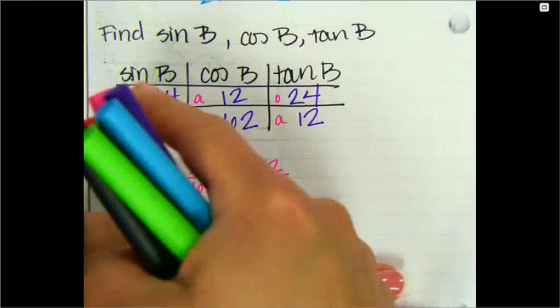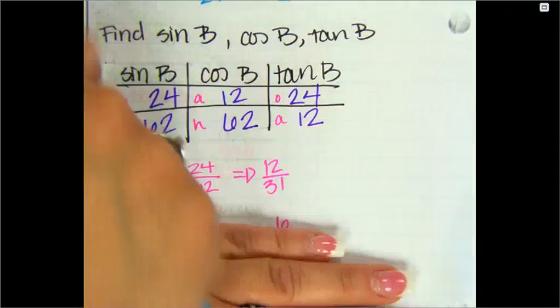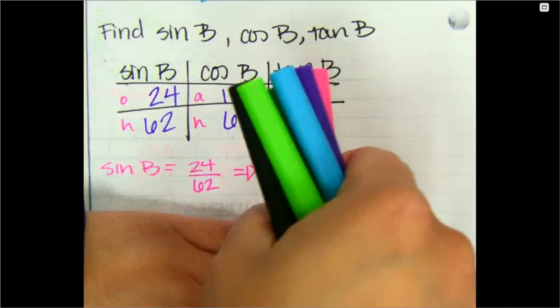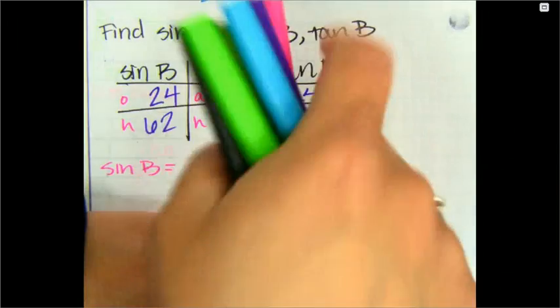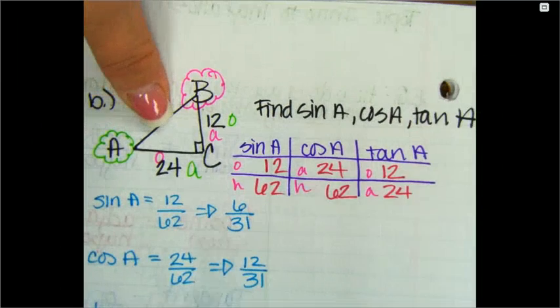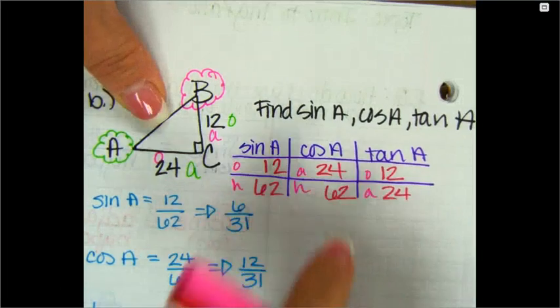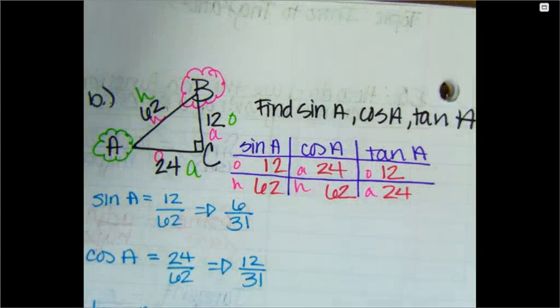Should I be labeling O-H-A-H-O-A? Yes. All the time. Opposite hypotenuse, adjacent hypotenuse, opposite adjacent. Every single time. Okay? If there's a side missing, so let's pretend that this is missing, what do we do on the 30, 60, 90s? You draw a line. So let's just say there's no hypotenuse, so then there's a line there. Got it? That's all you have to do.